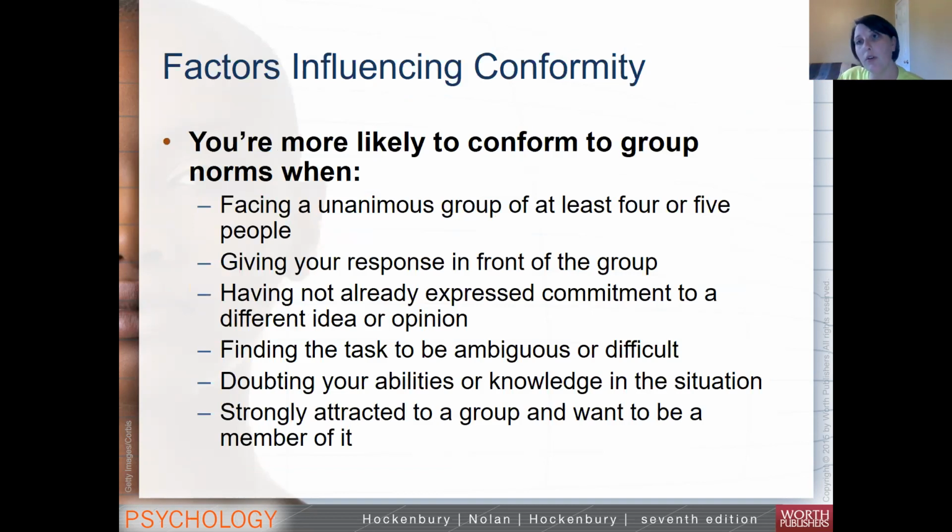Also, if you're part of a group that you really, really like and you really want to be friends, then you're going to be more likely to conform and do what they want to do because you want them to accept you.